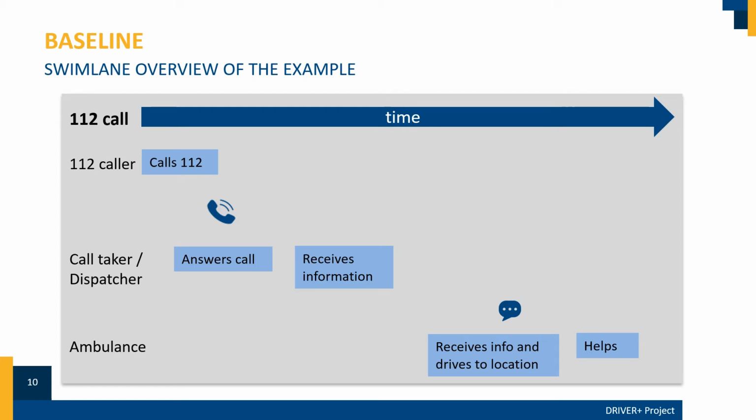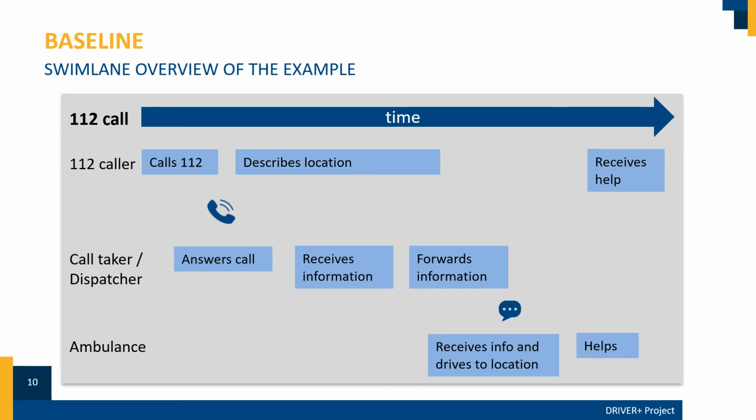As you perhaps have realized, the process is missing some logical steps. 9. The caller, of course, has to describe the location and give additional information. 10. The dispatcher has to forward the information to the ambulance. 11. The caller further needs to receive the help.